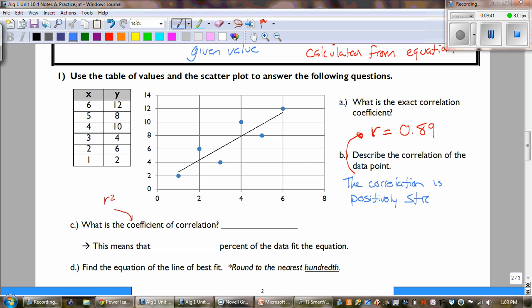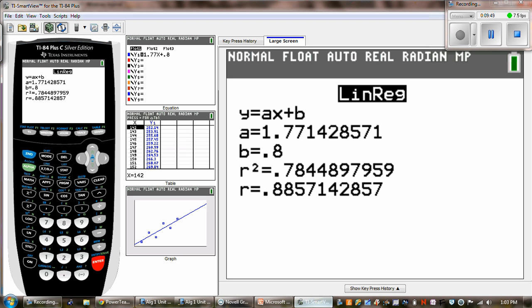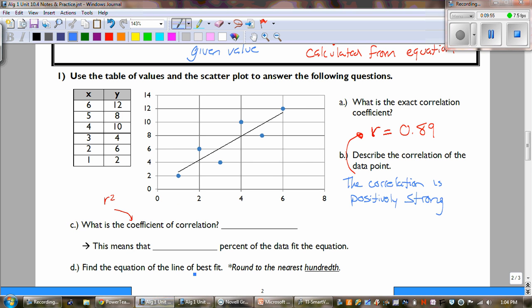So positively strong. What is the coefficient of correlation? Well, what's the R squared? Okay, that is 0.78 rounded. So we're going to write that this is 0.78. And now it wants to know the percent, so we're going to take that number and times it by 100. And that gives us that 78% of the data fit the equation. Okay?